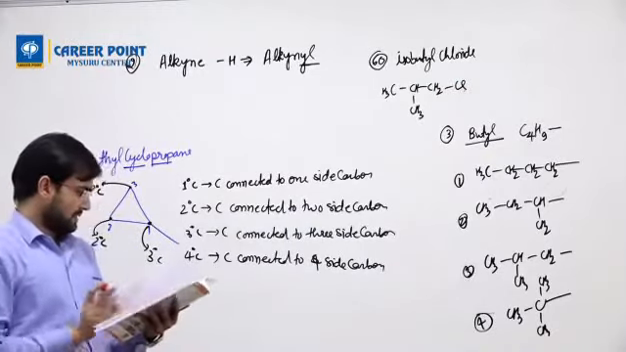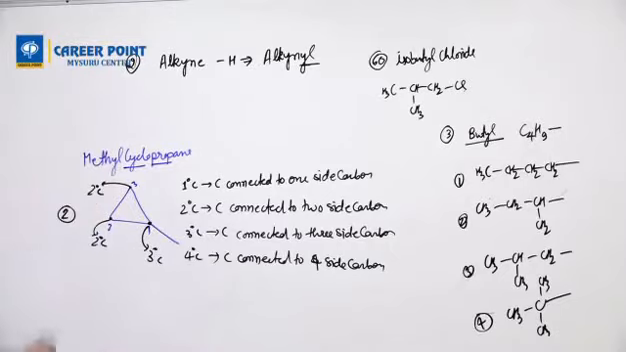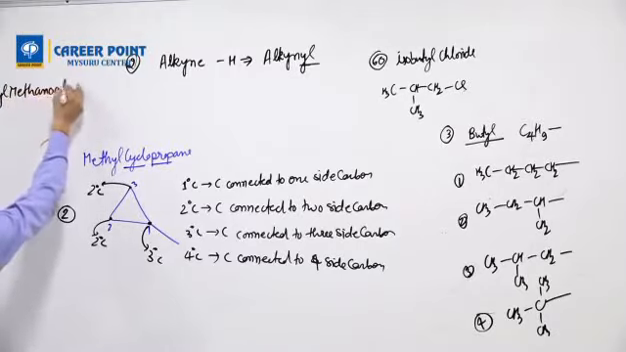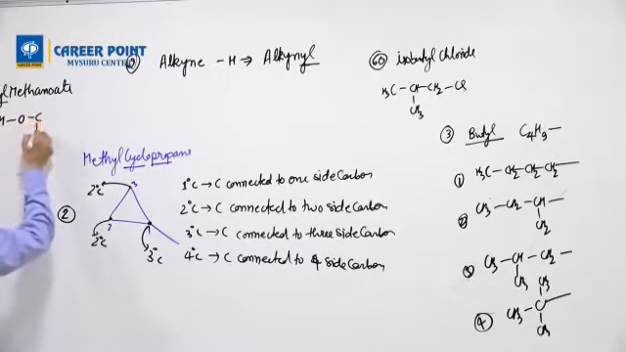Then question number 6. The formula of vinyl methanoate. Now vinyl is known as CH2 double bond CH open valency. Methanoate is an ester. Ester means O C double bond O H. This is called vinyl methanoate.